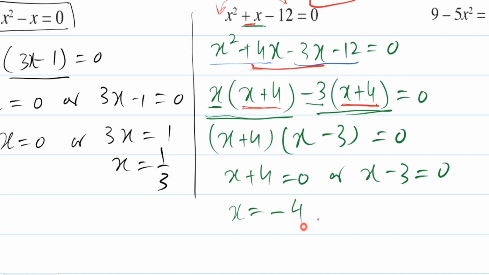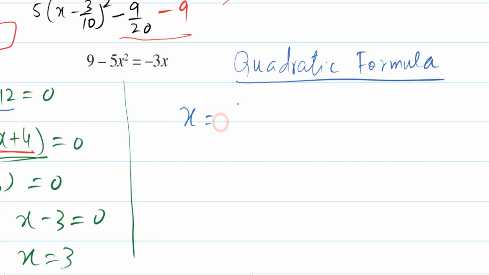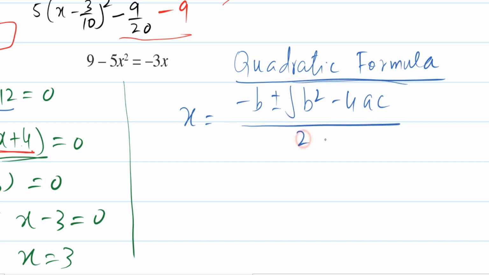Finally, x is equal to minus 4 or x is equal to 3. This is solving quadratic equations by using the factorization method. The other method to solve the quadratic equation is the quadratic formula. That is, x is equal to minus b plus minus square root of b square minus 4ac, over 2a. This is the quadratic formula. You have to learn it.